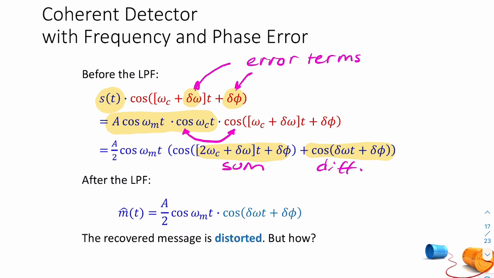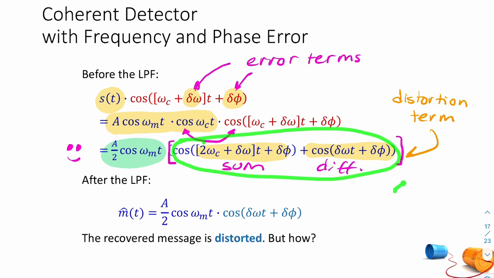Now, looking at this, where is our message? This is the message. This is what we're looking for. And it's being multiplied by something that we're not particularly happy with. So this is, if you like, a distortion term. This bit between brackets. So ideally, we would want this to be equal to 1.